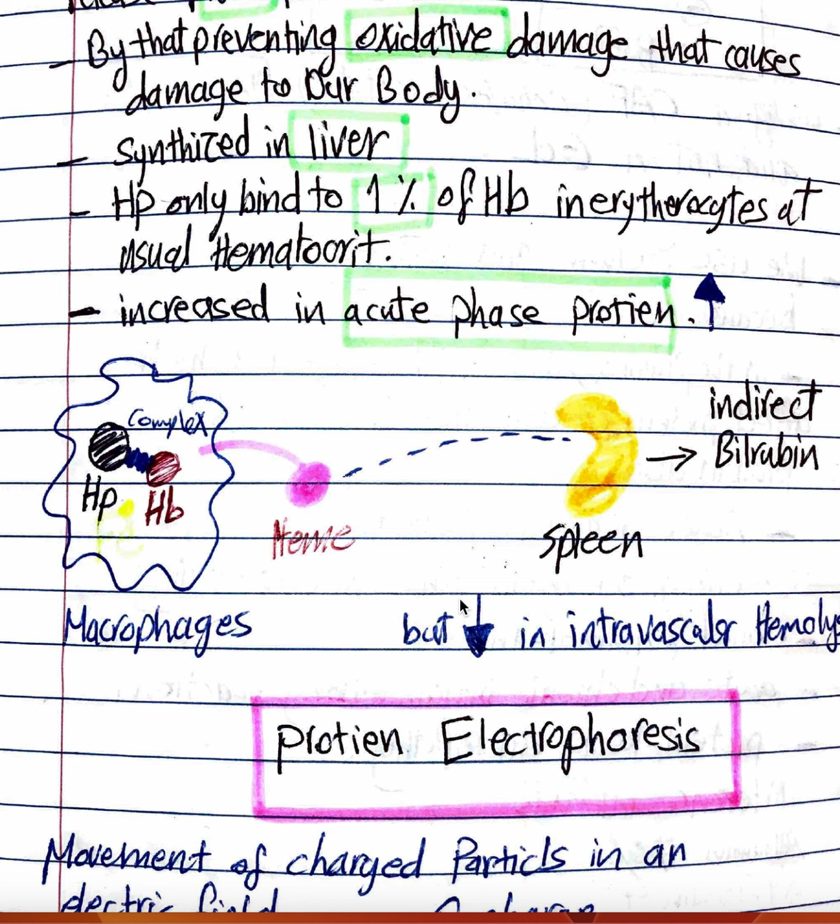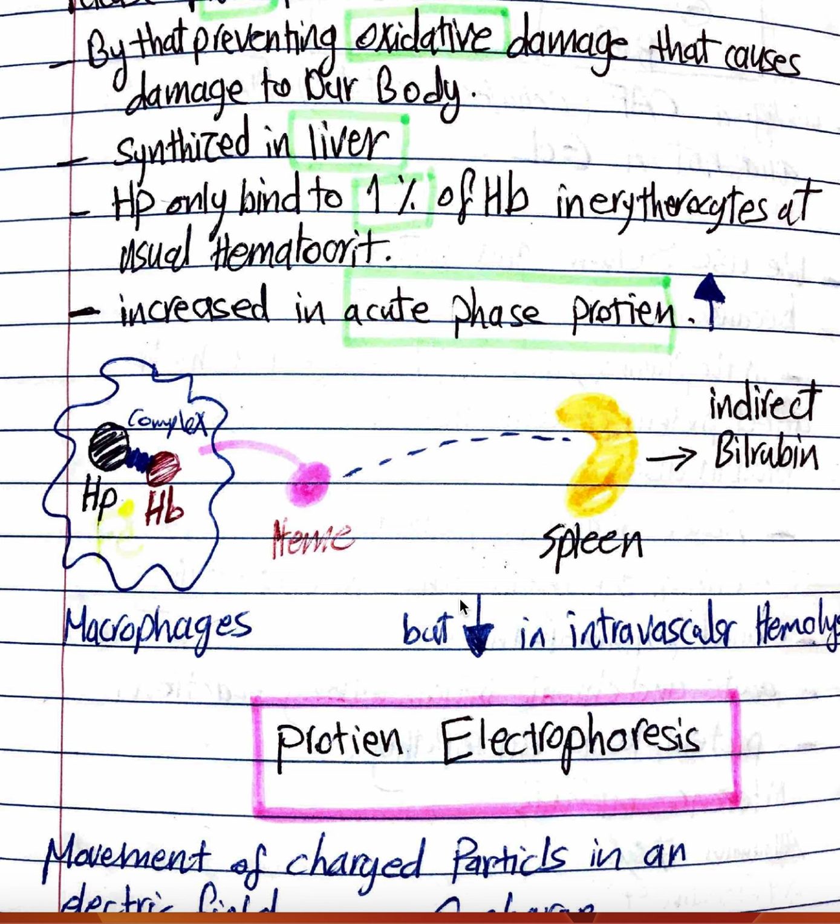Consider haptoglobin an acute phase reactant. So in this complex, I can see that the spleen and macrophages both eat it, so that leads to decreased haptoglobin. About the iron, when I say oxidative damage to the body, that means exactly that it enhances infection.